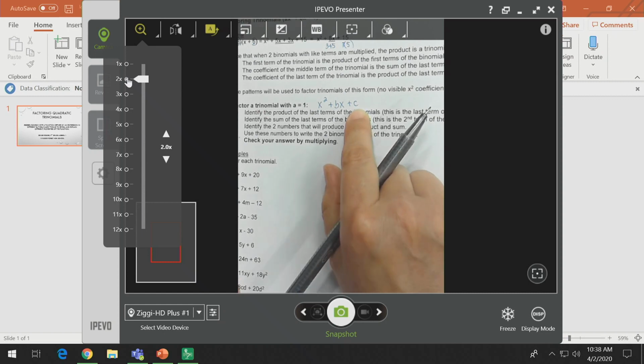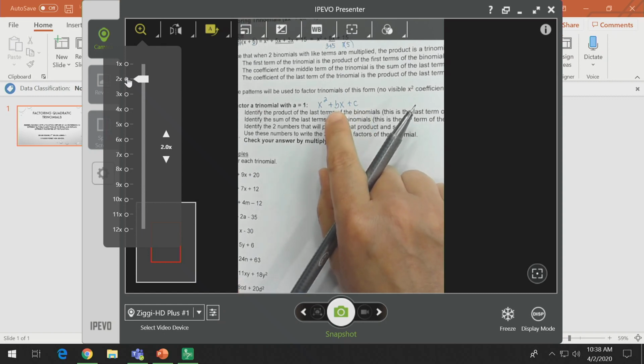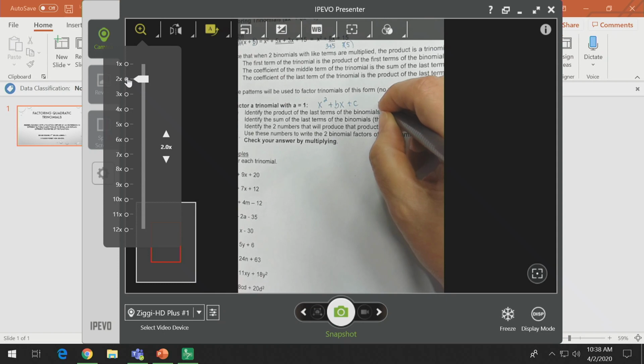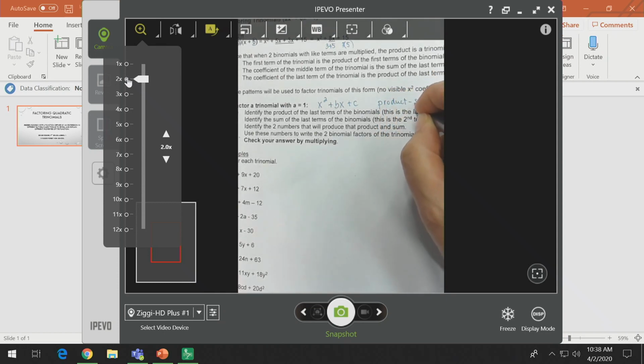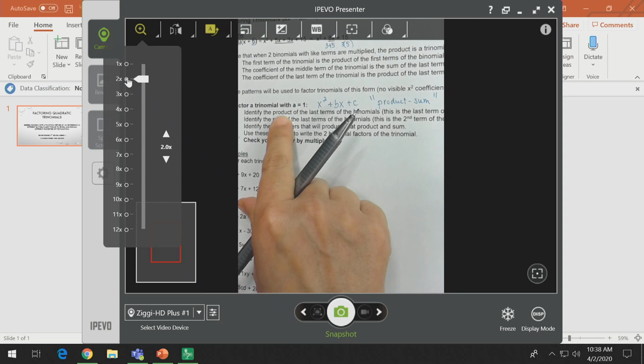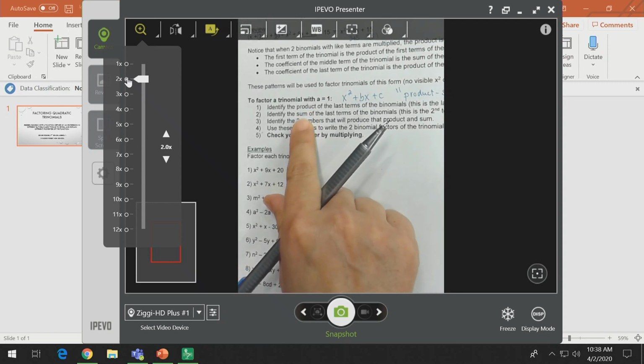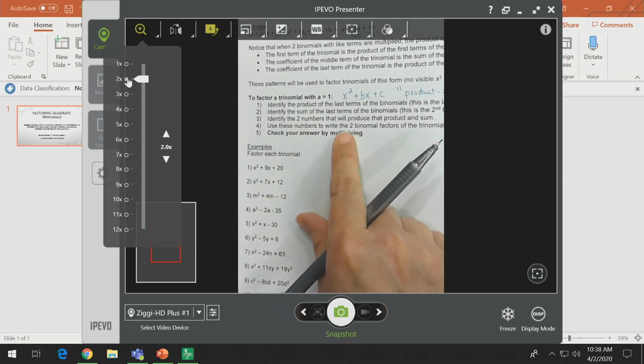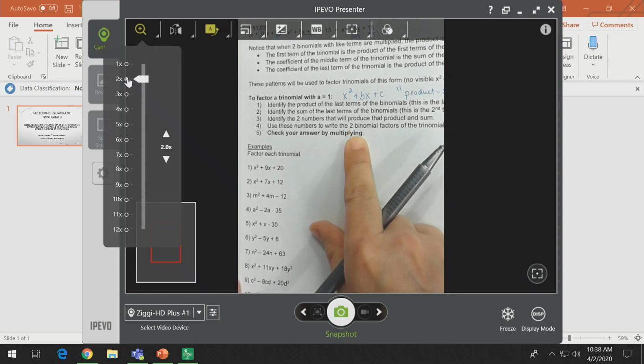But those two numbers have to be able to add to make the number that's the coefficient of x, or b. So the first thing we're going to do is find a product of two numbers, and they have to make a special sum. A lot of teachers refer to this as the product-sum method. Once you identify the two numbers that make the product, then you identify the two numbers that make the sum. You're going to write the two binomial factors of the trinomial.